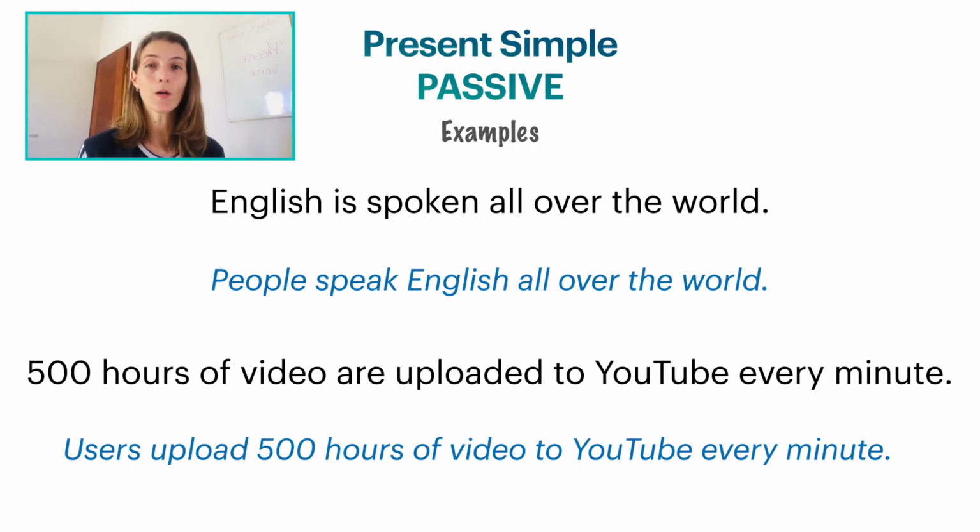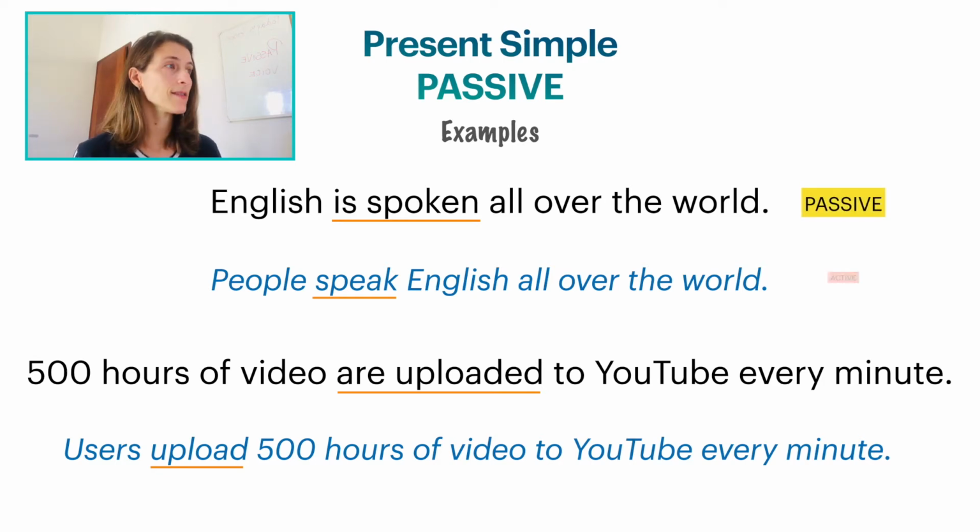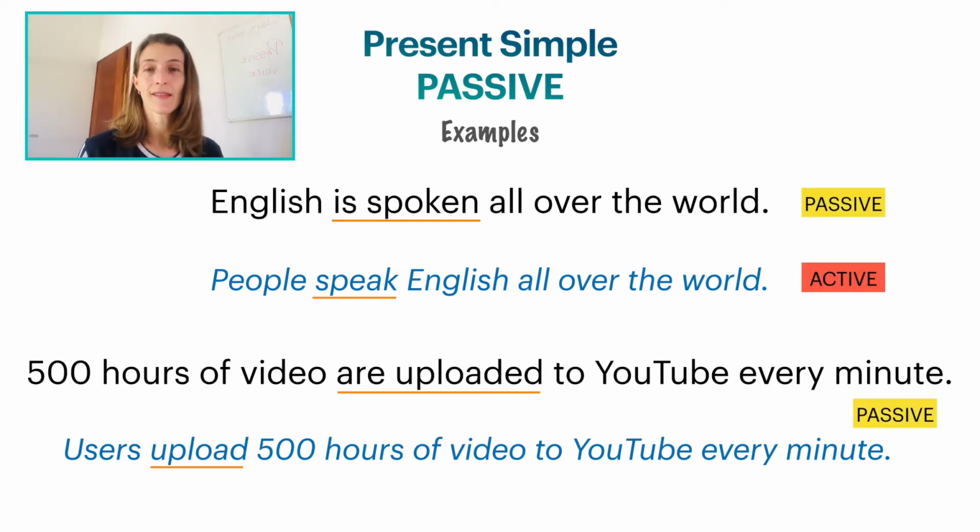Entonces, vamos a comparar ambas oraciones y vamos a prestar atención a los verbos. In the first sentence, we have is spoken. Yes? And in the second sentence, we have speak, right? So, the first sentence, then we have are uploaded and upload. As we said before, the first sentences are in the passive. Yes? And the second sentences are in the active voice.